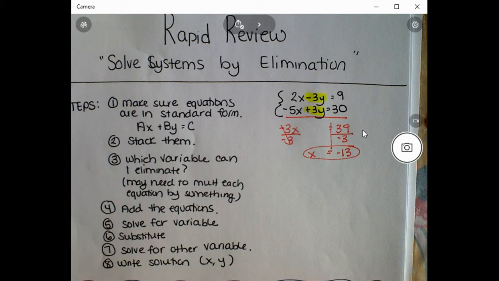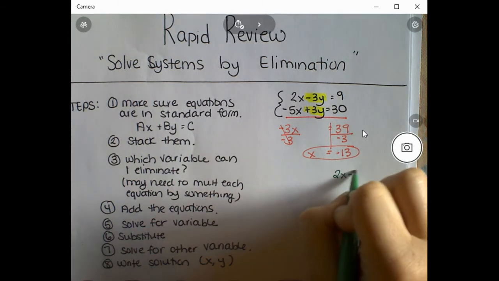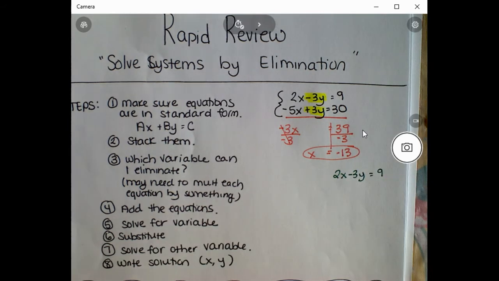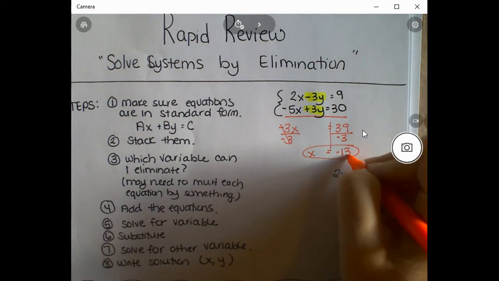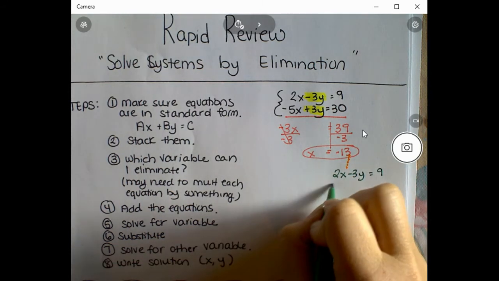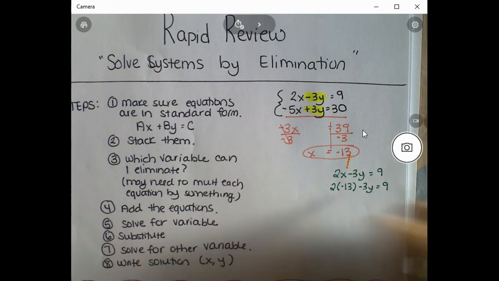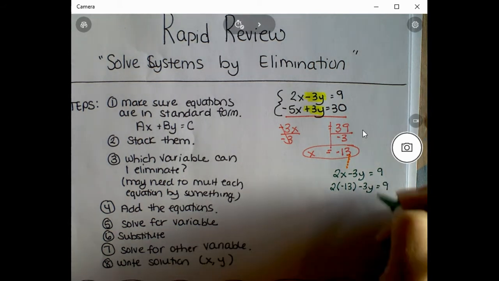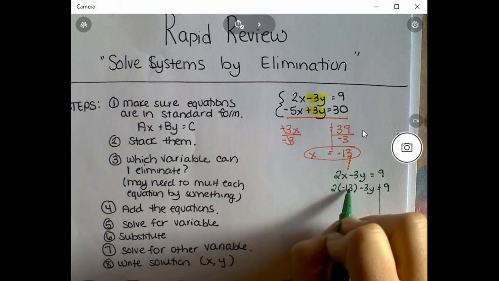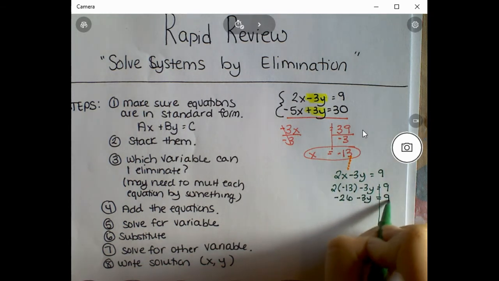In order to do that, you're going to choose one of the original equations and write it: 2x minus 3y equals 9. Again, it doesn't matter which one you choose. Now that we know x is -13, everywhere we see an x, we can put -13. 2 times -13 minus 3y equals 9. All right, we're going to solve this. 2 times -13 is -26, minus 3y equals 9.